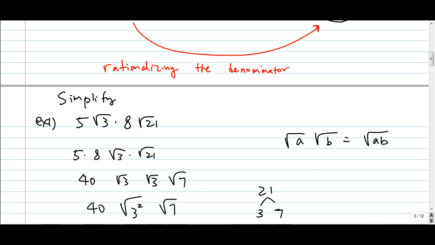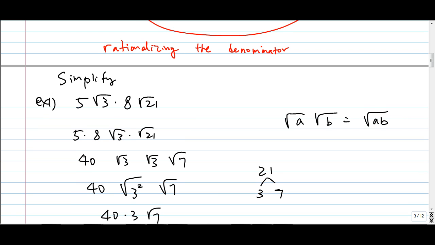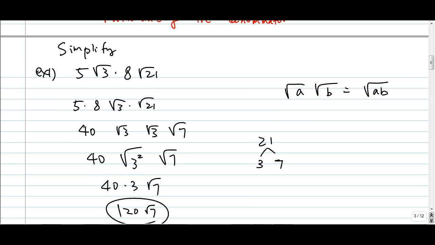You see? You don't want to rush into multiplying these radicals, right? Because you have to do a factor tree anyway. Why not simplify? Why not write it this way? Because I noticed 21 had a factor of 3, you see? And I knew that I could get those two things together. And so then this becomes simply 40 times 3 times rad 7. So the answer, of course, is 120 rad 7.